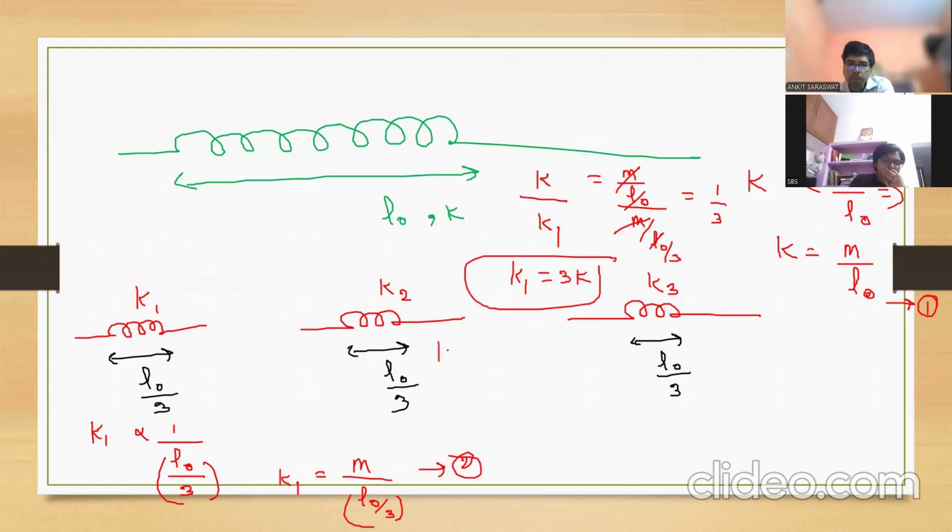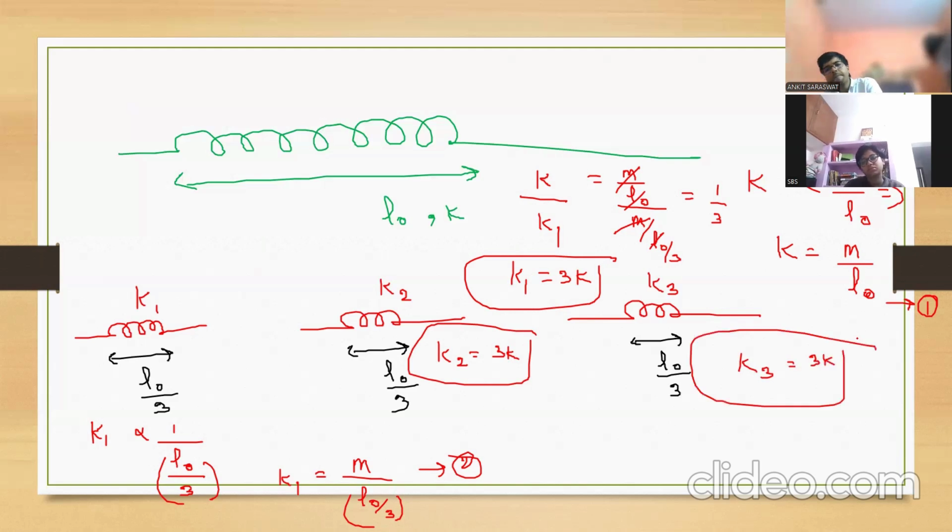Similarly, K2, because the same length is here, L naught by 3. Similarly, K3. Clear? Understood? Yes, sir. Understood. Okay. Next property. Third, write down.